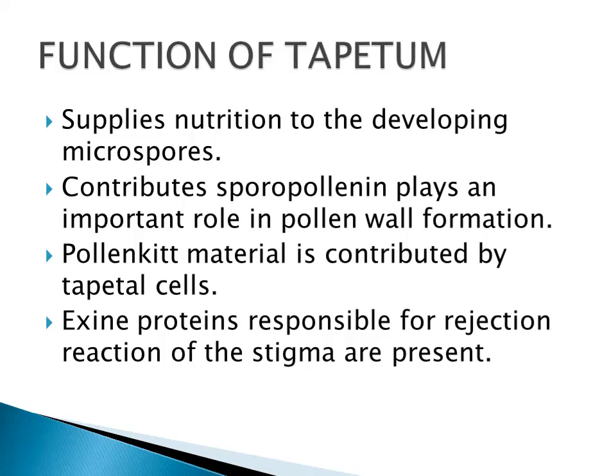So the stigma is selective, for example, hibiscus. Only hibiscus pollen enters the stigma of the hibiscus plant. That restriction is developed by the exine proteins. Different kinds of exine proteins are present in the tapetum of different plants, so it maintains the originality of the plants.